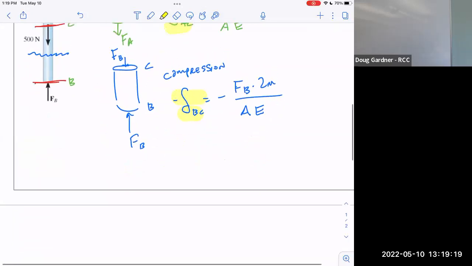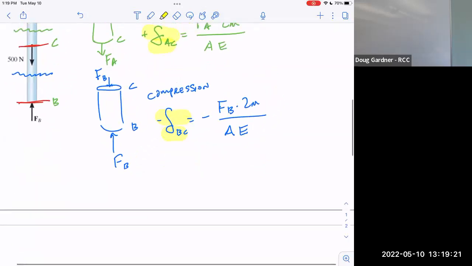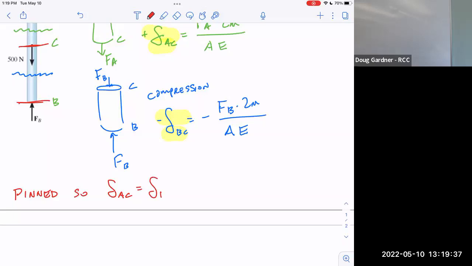Because it is pinned, I'll just leave it at that, pinned at both ends. It's pinned, so actually delta AC is going to be equal to delta BC. They're going to be the same. However much longer one of them got, the other is going to get that much shorter.